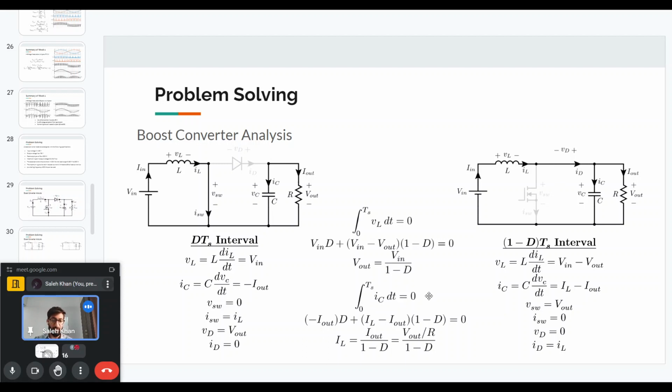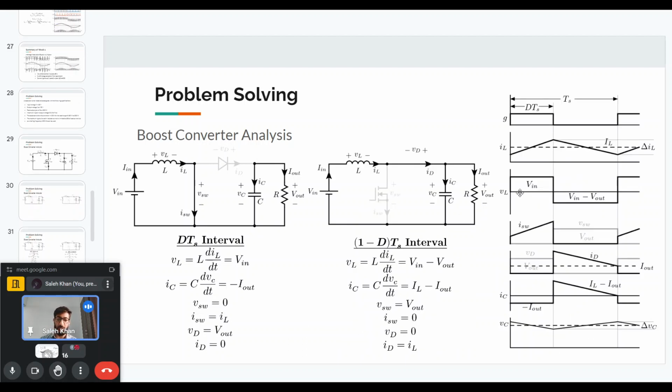And similarly, we can find out the inductor current average expression using the charge balance principle. And in the same way as we did for the voltage, we can find out that the inductor current is equal to I out divided by 1 minus D. And I out in this case will be equal to the output voltage divided by the resistance R. So once we have these things, we can then look at the different waveforms. The waveforms are quite similar to the buck converter, but the actual values will depend on the specifications that are provided.